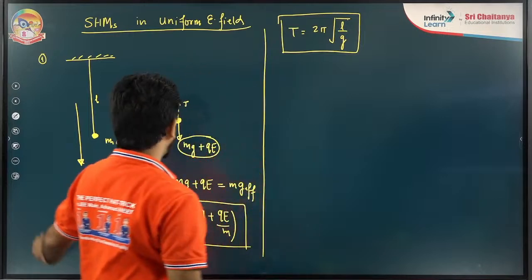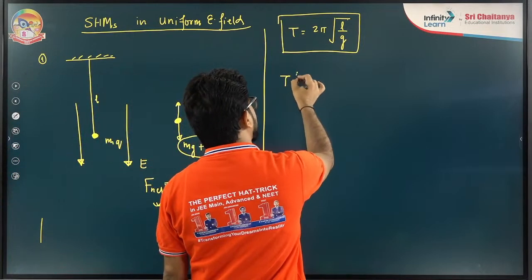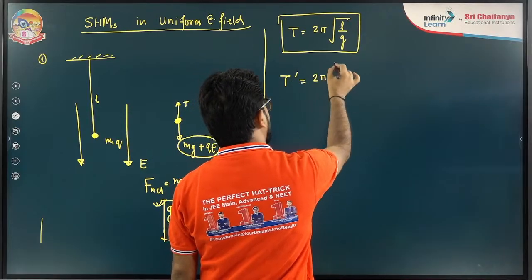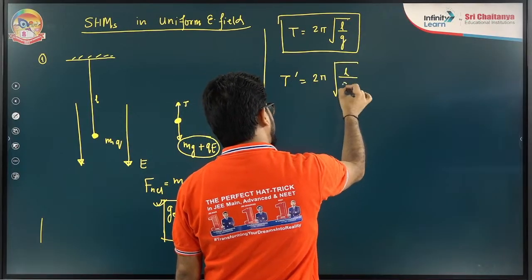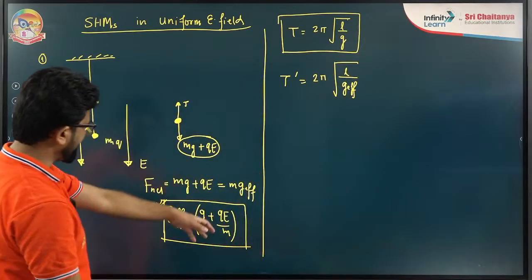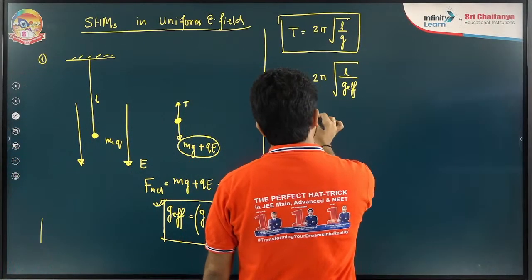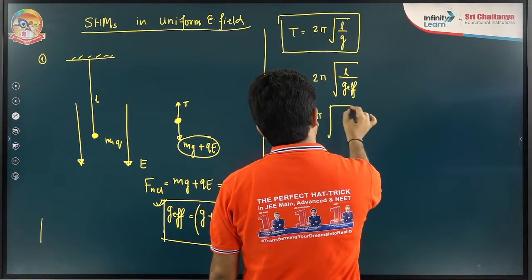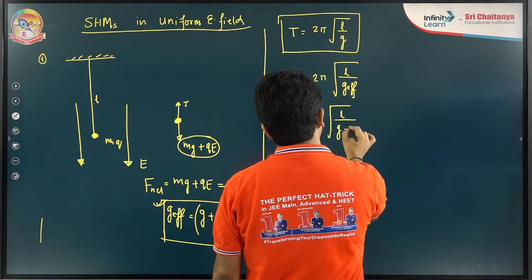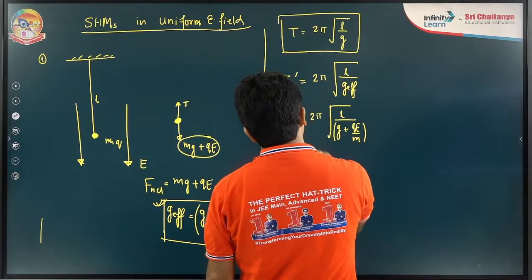But now you are applying the field here. Due to this field, what will happen? This T will change. It would be 2 pi under root of L by g effective. We have already calculated the g effective value; we put it in and get the answer. The value is 2 pi under root of L by (g plus QE by M). This is T prime.